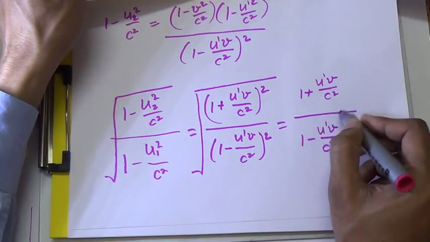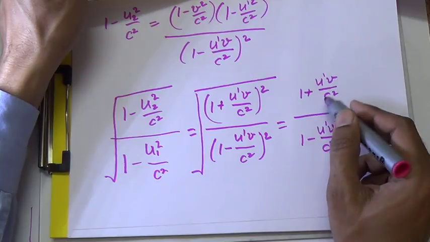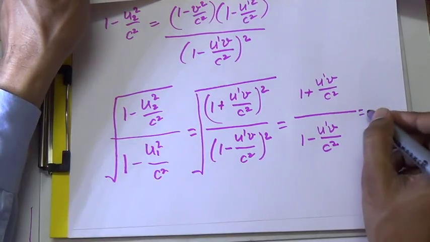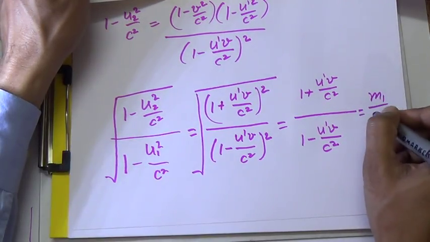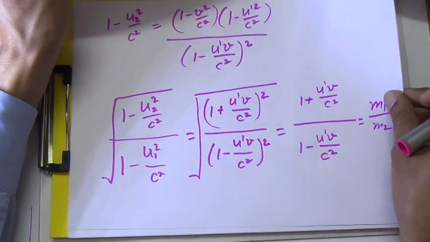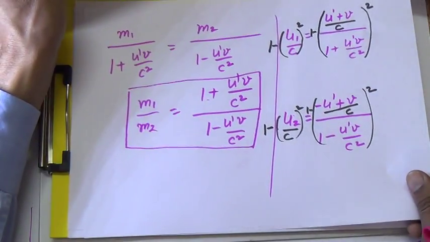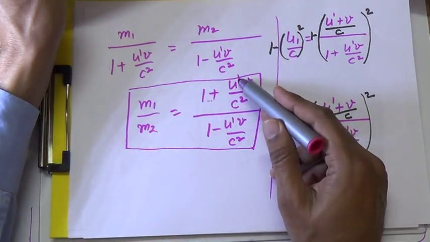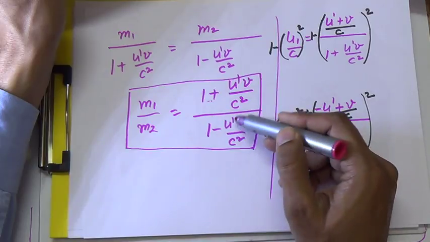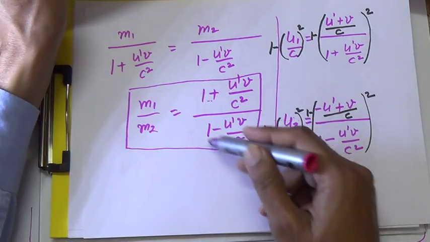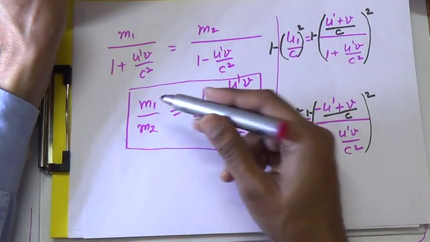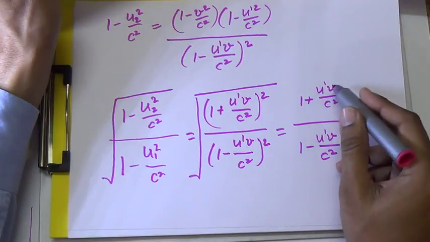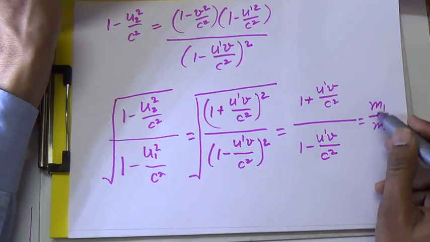If you remember, this ratio of 1 plus u prime v upon c square upon 1 minus u prime v upon c square, it was m1 upon m2. In the beginning we have seen this m1 upon m2 is equal to 1 plus u prime v upon c square upon 1 minus u prime v upon c square. So instead of this, one can put the value of these m1 and m2. So we are just putting this value instead of this ratio. Now we are putting the value of m1 and m2.